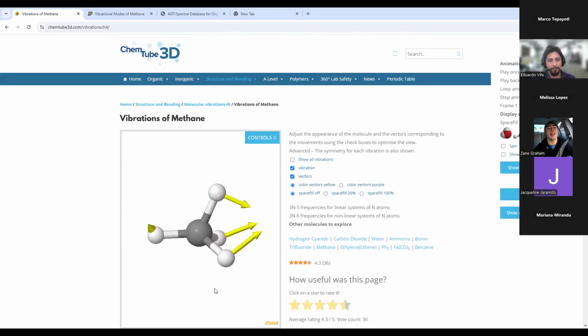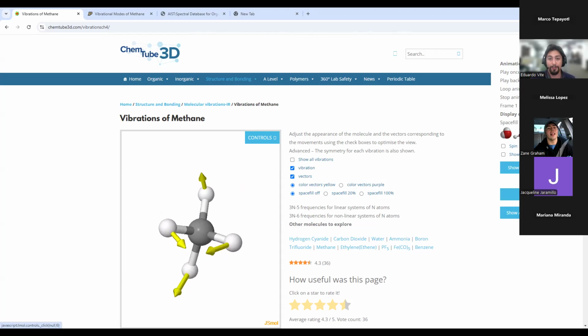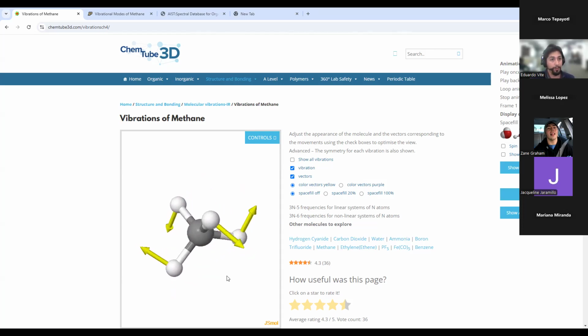So there you have one sort of motion of the methane molecule. Here you have another motion, and then here you have another motion right there. And all of these are happening simultaneously. Molecules are very small. They absorb a lot of energy very readily. As long as you're not at absolute zero, the molecules are moving.